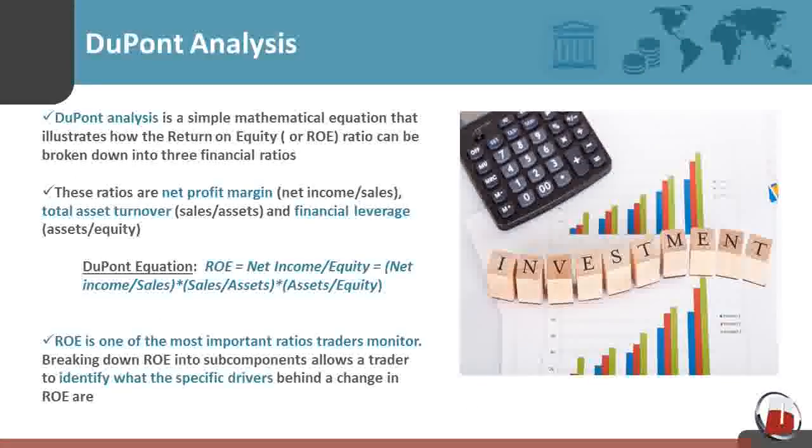DuPont analysis is a simple mathematical equation that illustrates how the return on equity, or ROE ratio, can be broken down into three financial ratios. These ratios are net profit margin, net income over sales, total asset turnover, sales over assets, and financial leverage, assets over equity. DuPont equation, ROE equals net income divided by equity, equals net income divided by sales times sales divided by assets times assets divided by equity.